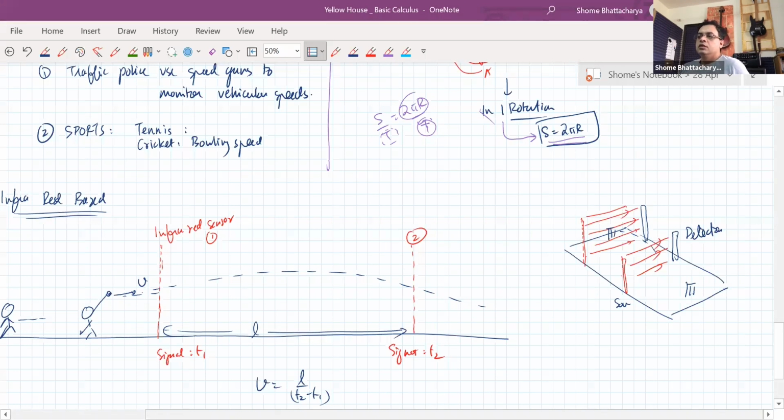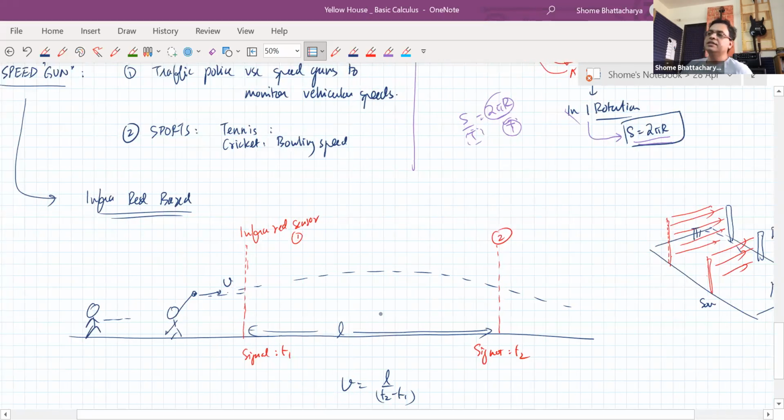Now suppose I have one setup that measures this for a time difference of 1 millisecond, and a second setup that measures this for a time difference of 0.2 milliseconds. Then which one will be more accurate? The one which measures for the smaller interval, right? The lower the time interval, the more accurate is our measurement.